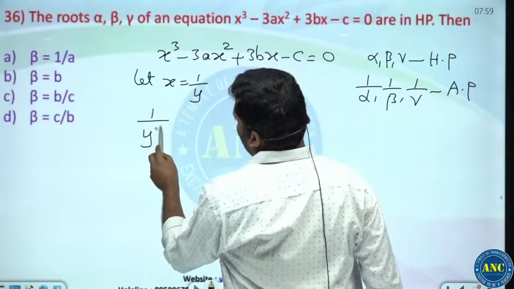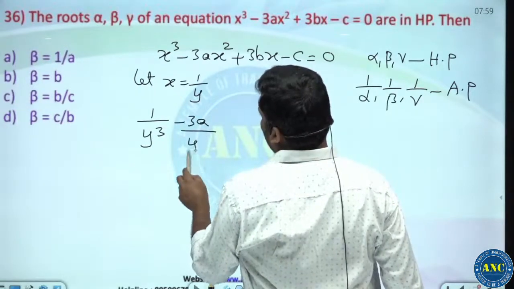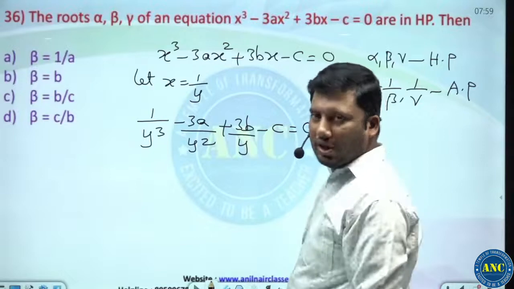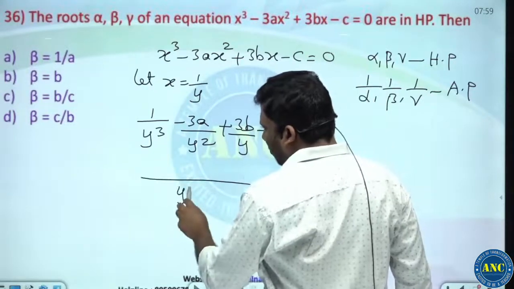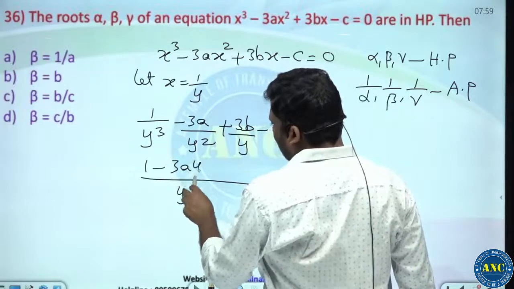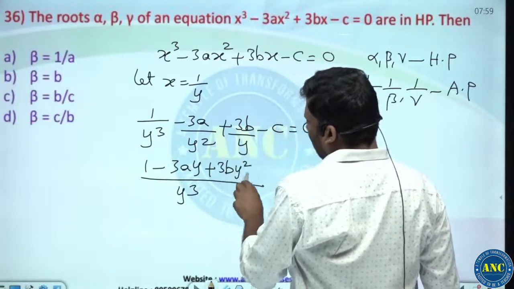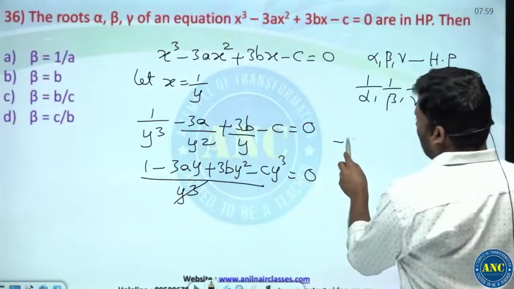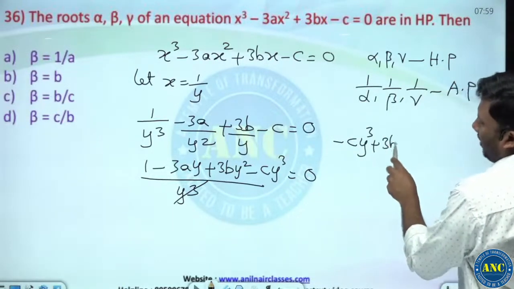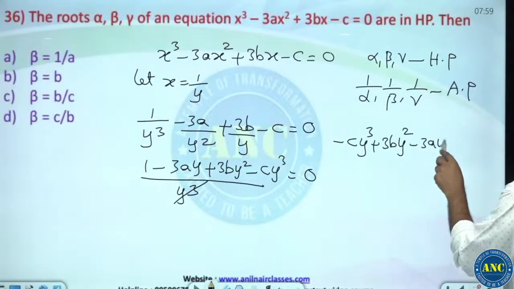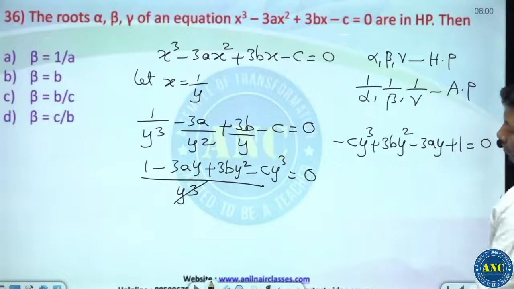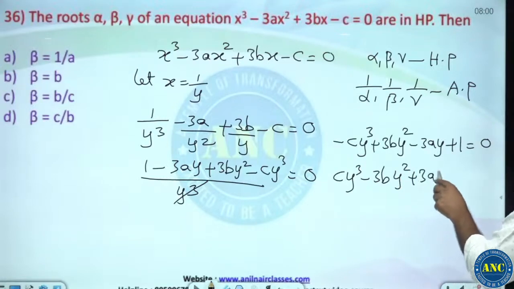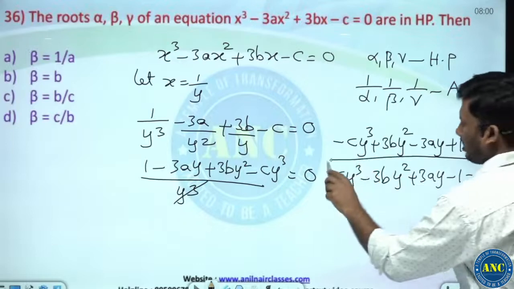So this will become 1 by y cube minus 3a by y square plus 3b by y minus c equivalent to 0. My process will become very easy. Multiplying by y cube, this will become 1 minus 3ay plus 3by square minus cy cube equivalent to 0. So the equation will become minus cy cube plus 3by square minus 3ay plus 1 equivalent to 0. Multiply with minus 1: cy cube minus 3by square plus 3ay minus 1 equivalent to 0. This is a cubic equation.